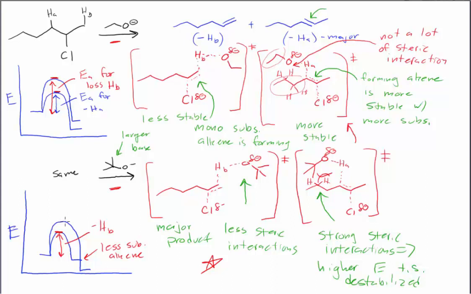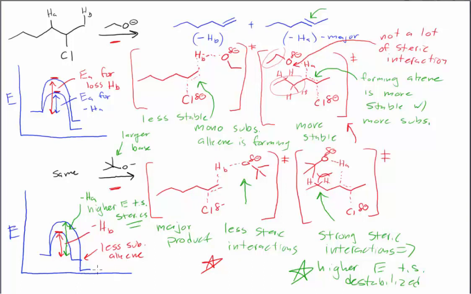And then, of course, the other EA is loss of HA. And that's going to be a higher energy transition state. And that's because of sterics. Right, and that's right here. We have strong steric interactions. Even though ultimately we form the more stable alkene, we're not going to form it as fast.